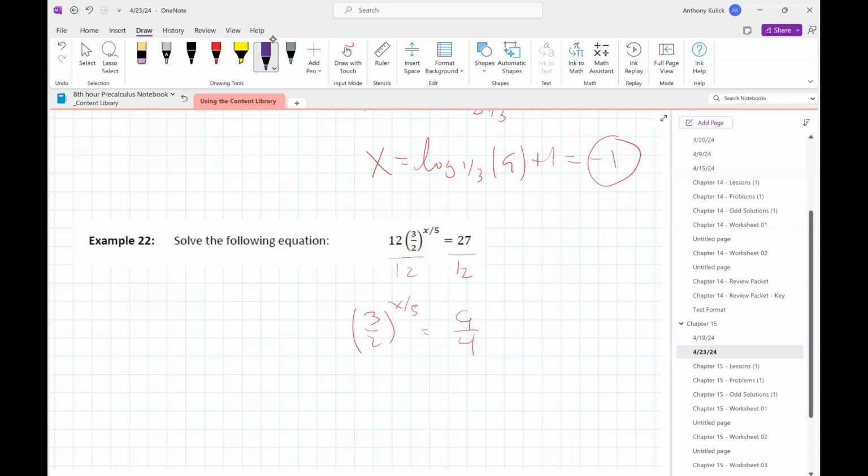Next, what do I do? Excellent. I use a logarithm. What should the base of this logarithm be? 3 over 2, the same as the base for my exponential. Very good.